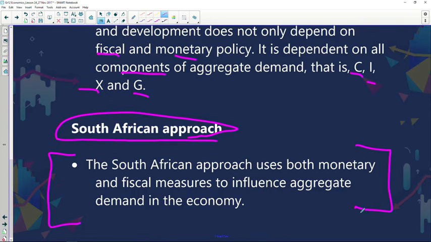So what is the South African approach? The South African approach uses both monetary and fiscal measures to influence aggregate demand in the economy. Okay, so we use a combination. Like I said in the previous lesson, it's always good to use the combination of the monetary and fiscal policies, because there are certain good elements that you want to take out of the monetary policy, and there are also good elements that you want to take out of your fiscal policy. So a combination of these two policies results in a more suitable policy that we as a country can implement in order to achieve economic growth and development.